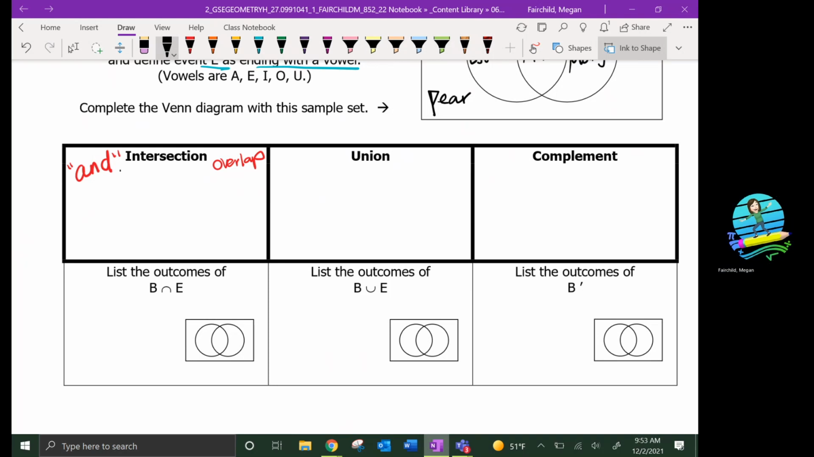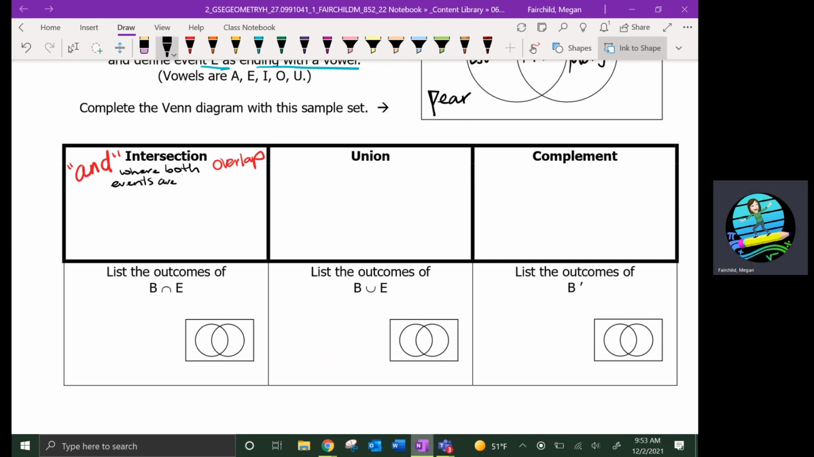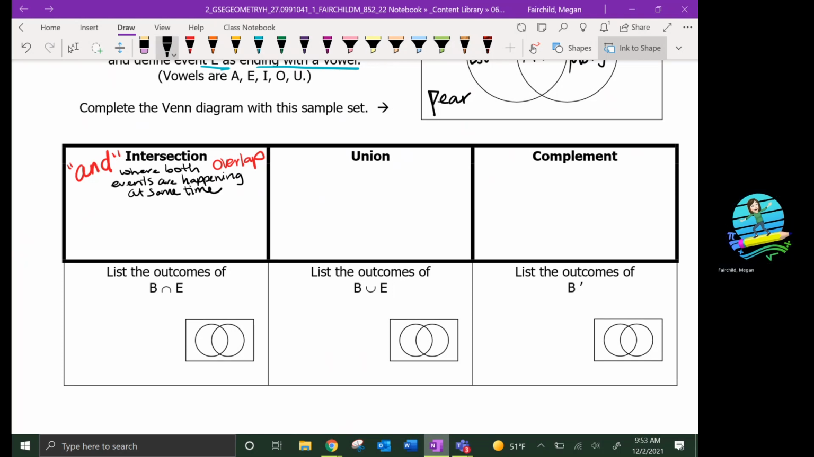So it is where both events, or three events, are happening at the same time, I guess. Yeah. So when I talk about intersection, B and E, you're going to see this symbol that looks like this. Okay, that means intersection. I like to think of it as an N, like a little lowercase n for intersection.